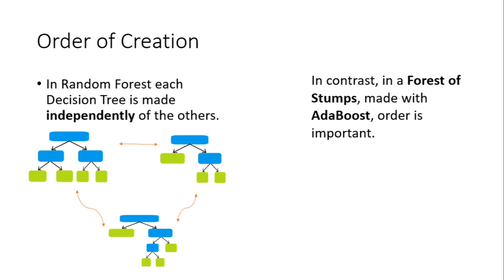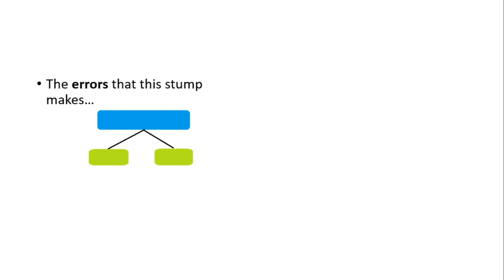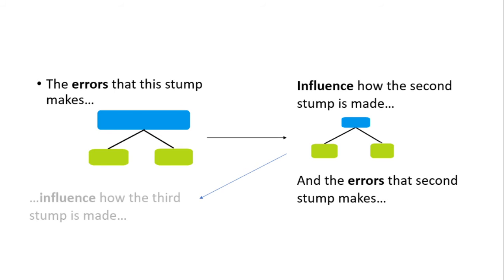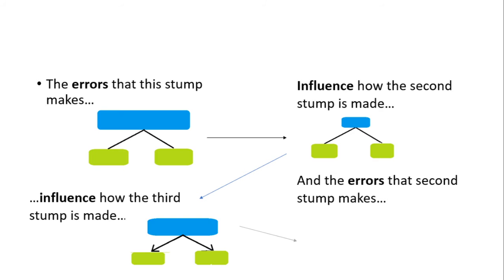In contrast, in a forest of stumps made with Adaboost, order is important. For example, we have one stump here. Whatever output we get from this will be passed on to the next stump, and so on to the third. What does this mean? That the errors that the first stump makes will be passed on and influence how the second stump is made. And the errors that the second stump makes influence how the third stump is made, and so on.